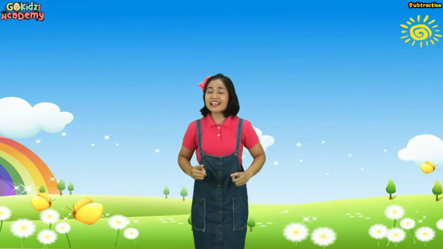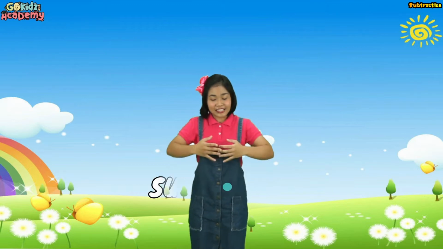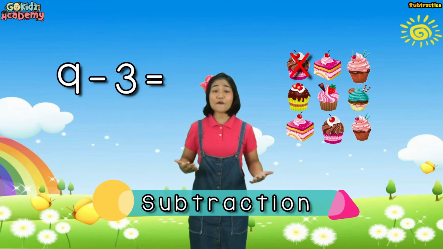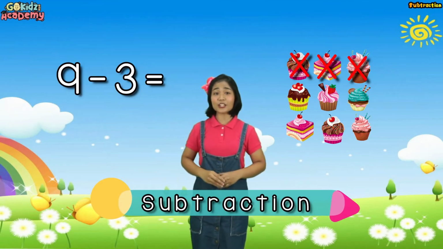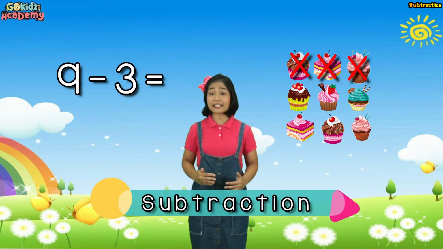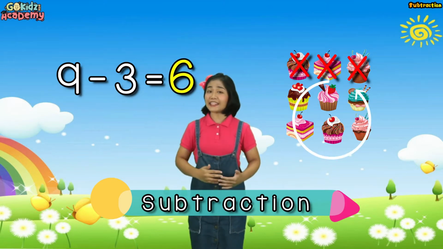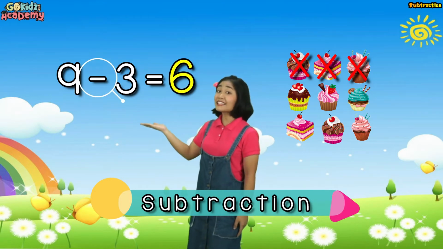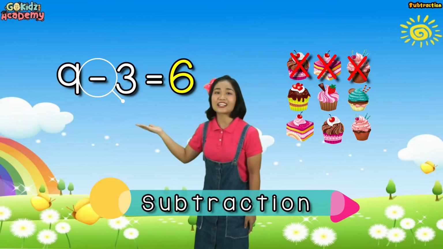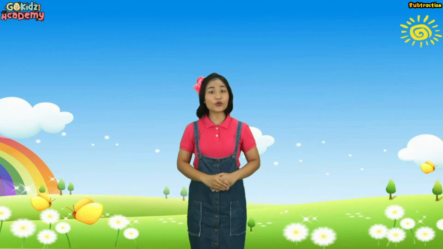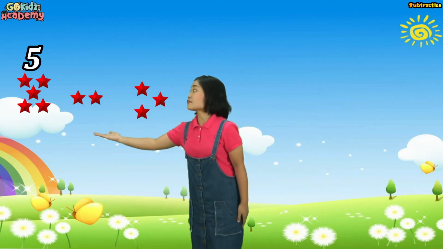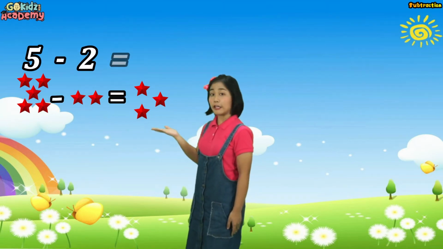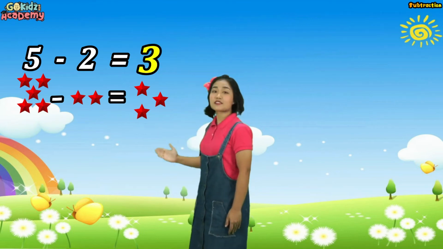So kids, our lesson today is about subtraction. Subtraction is when we take away a certain amount or number from a given set and know how many is left. And we use this minus sign when we do subtraction. Here, I will show you an example. 5 stars minus 2 stars equals 3 stars.